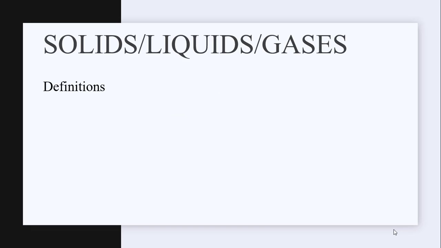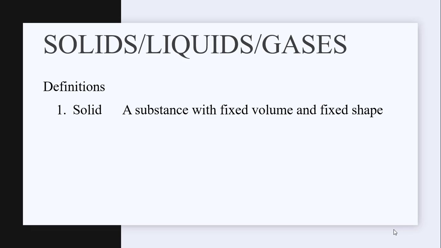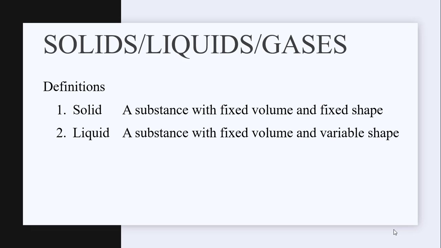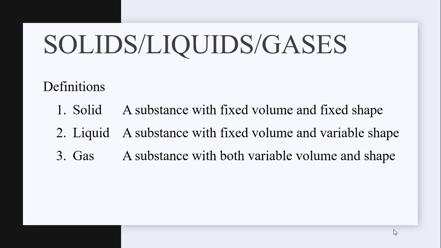So we need some definitions. A solid is defined as something that has a fixed volume and a fixed shape. A liquid has a fixed volume, but it can take the shape of the container. Its shape can vary. In a gas, there is no fixed volume, there is no fixed shape, and as a matter of fact, gases will completely fill whatever container they're in.